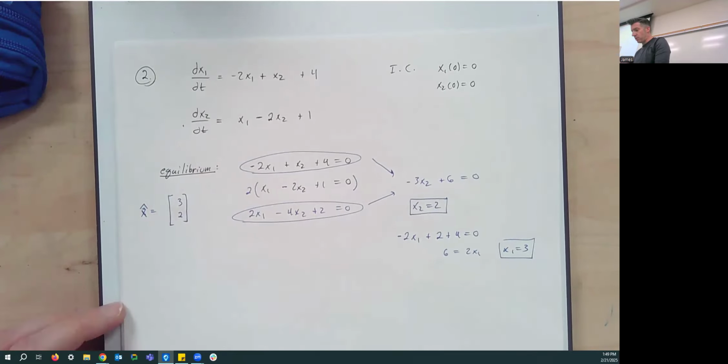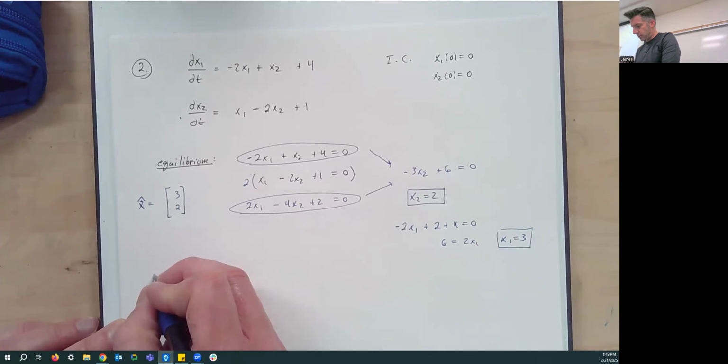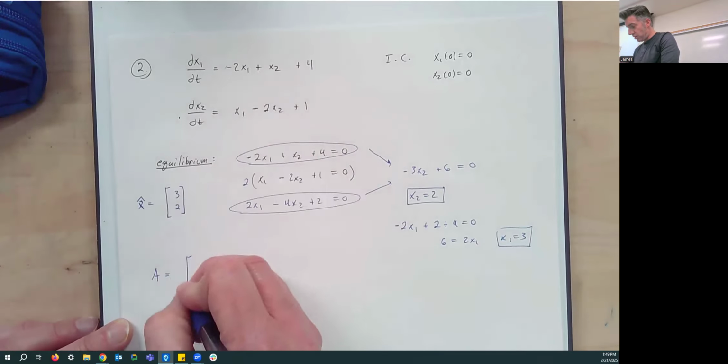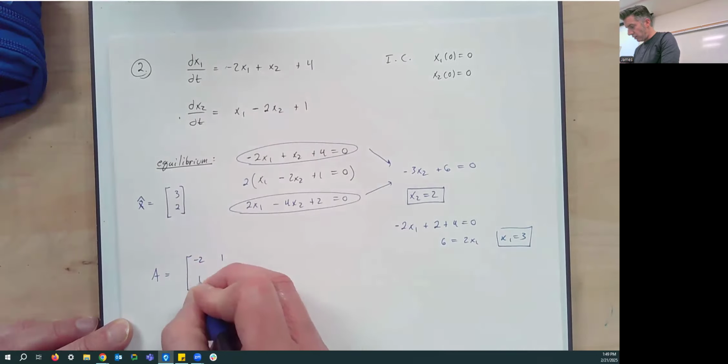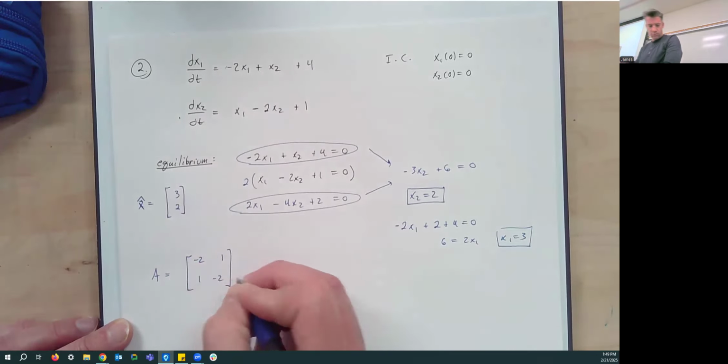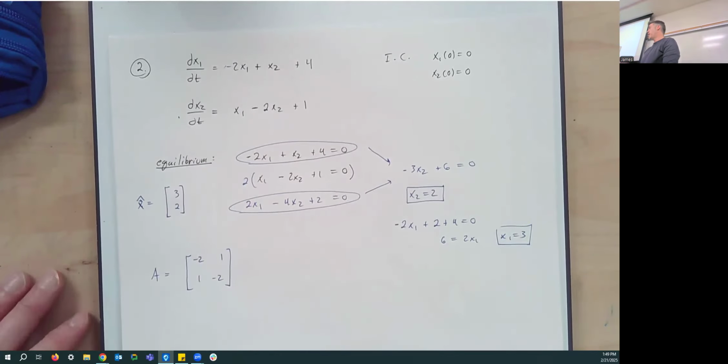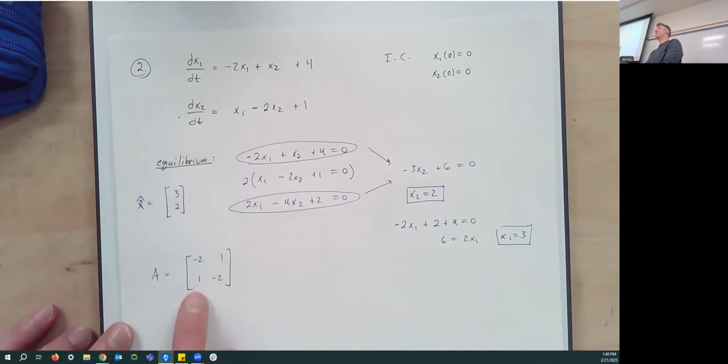So now let's look at our matrix. Our A matrix, we're just looking at the coefficients of the variables. It's going to be negative 2, 1, 1, negative 2. Anything ridiculous here? Nope, totally not ridiculous. Great. Eigenvalues, eigenvectors. I do a little more work here. So this one actually has an interesting thing to observe, I think.